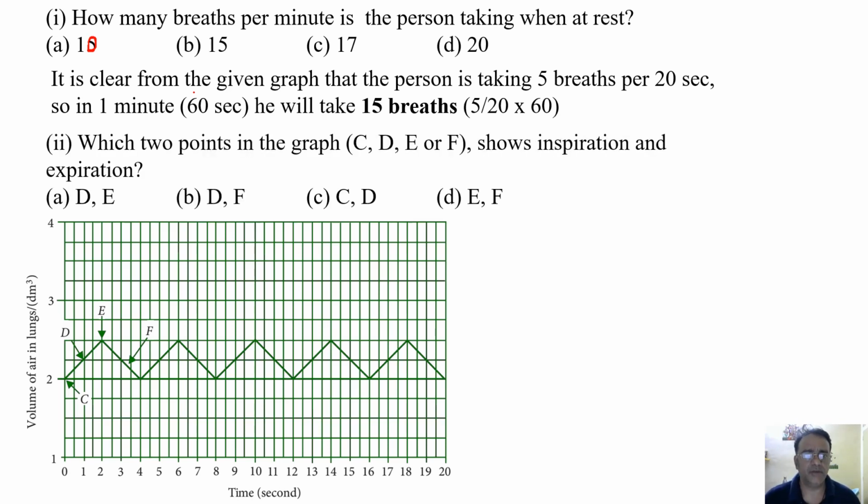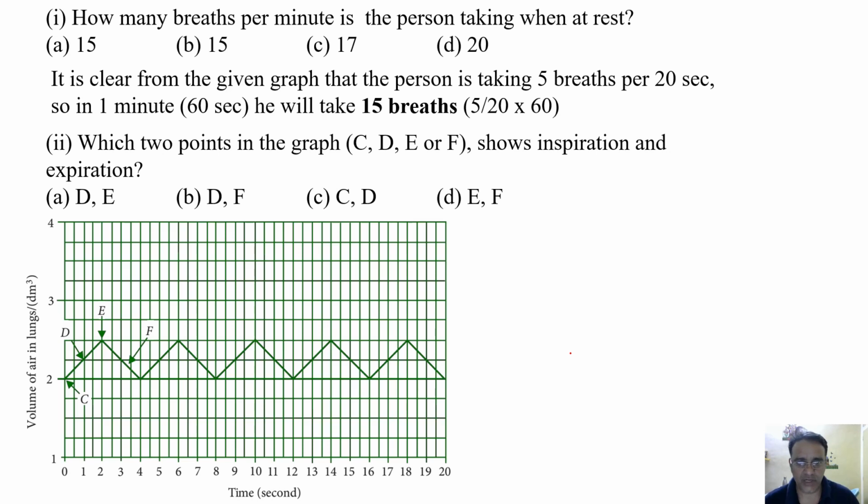Now the second question, which 2 points in the graph C, D, E or F shows inspiration and expiration. See the diagram. This is C, this point is D, and this point is E, and this point is F. Point D में क्या हो रहा है? Increase in the volume of lungs. So thus at this point inspiration is taking place. While what happened at point F? Point F में क्या हो रहा है? Volume of lungs decrease हो रहा है. तो यहाँ पे expiration आ रहा है.